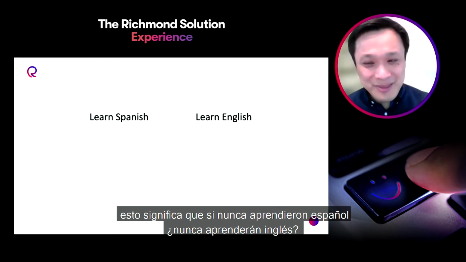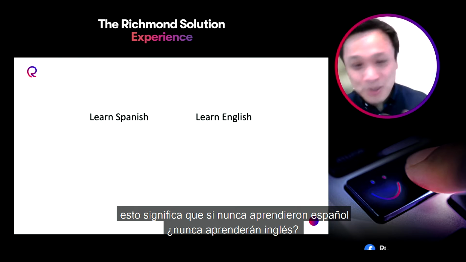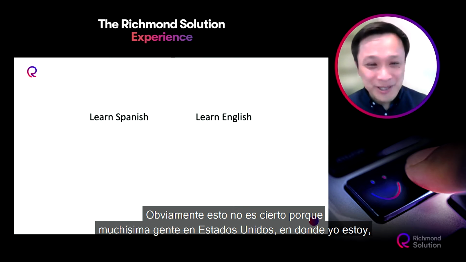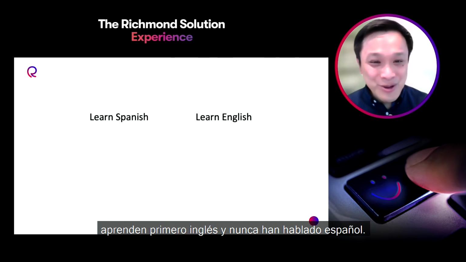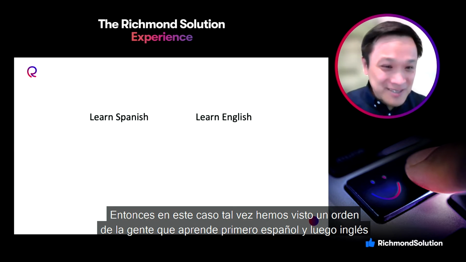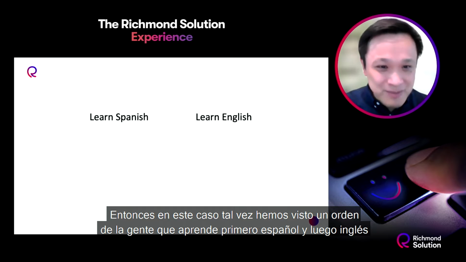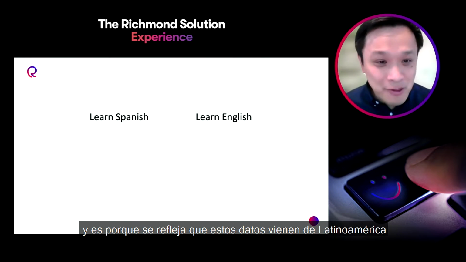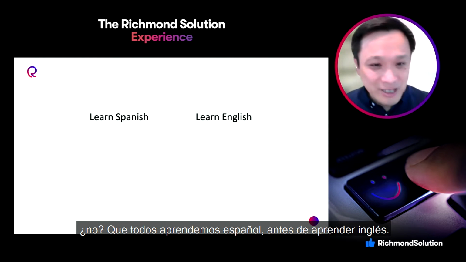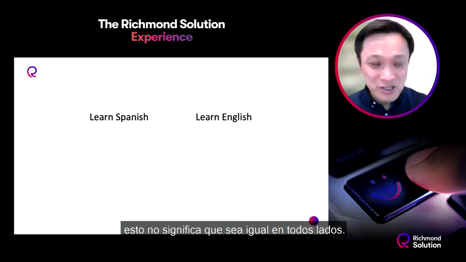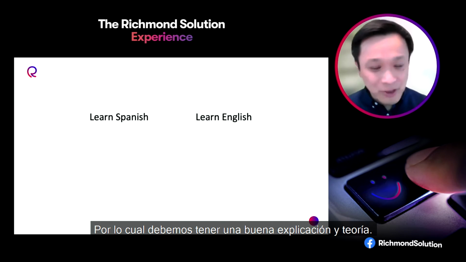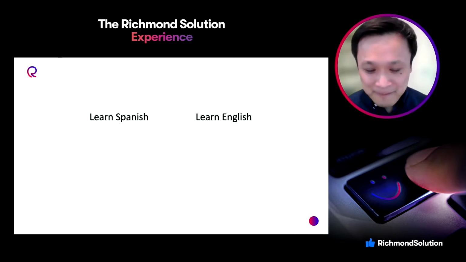Does that mean that if you'd never learned Spanish, you'd never learn English? Well, that's clearly not true because there are plenty of people here in the United States, where I am, who actually learn English who have never spoken Spanish. So in this case, you might have seen an order of people learning Spanish before they learn English, and maybe all that reflects is that the data came from Latin America, where you are, where everyone learned Spanish first before learning English. So the order does not mean that there is causation. So we need to have a good explanation or a good theory.